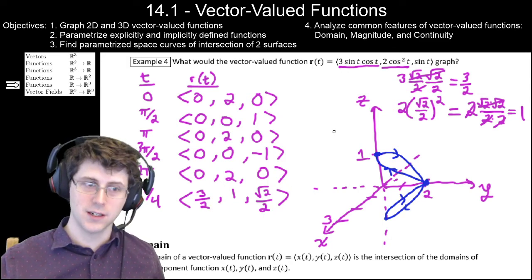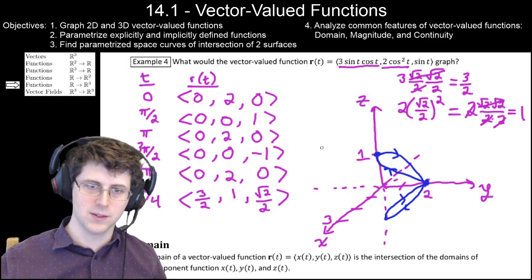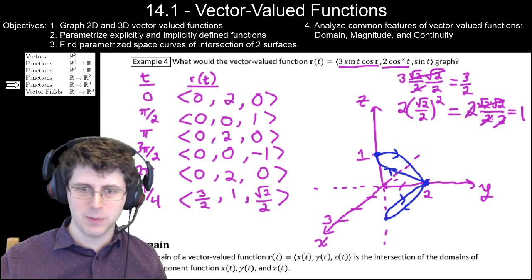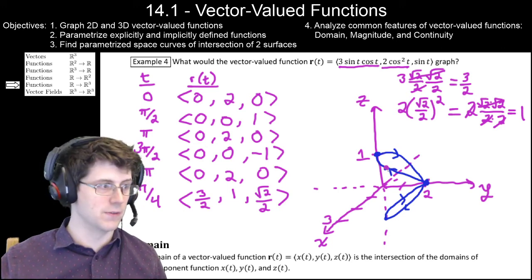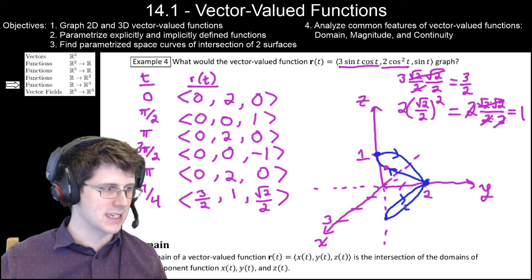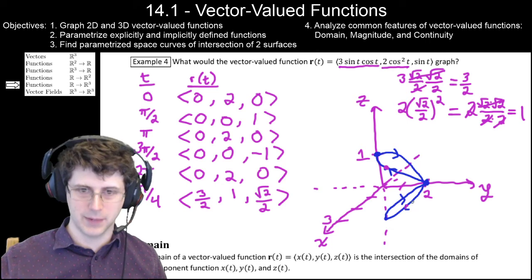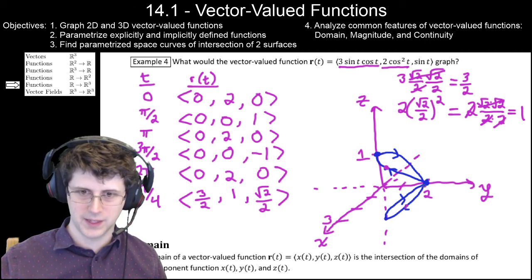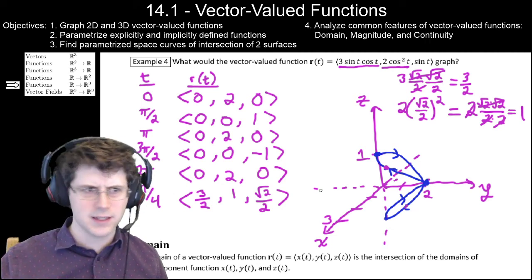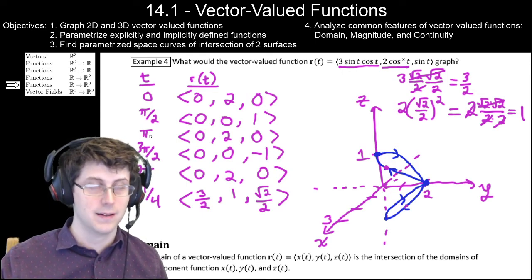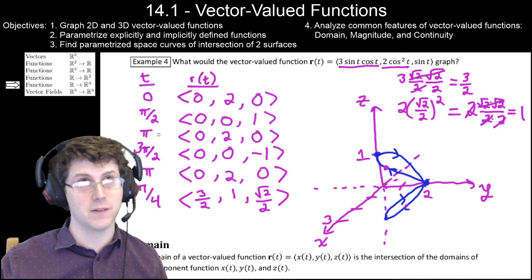Anytime you're not sure of what your function is doing, you can always just plug in more points. So I got a point up here. This was the t equals pi over 4 point. My guess is that there's another point kind of down here that's off of the yz plane, but that there's another loop down here. To test that out, I'll pick a t value that's a little bit past pi. So like pi plus another pi over 4.